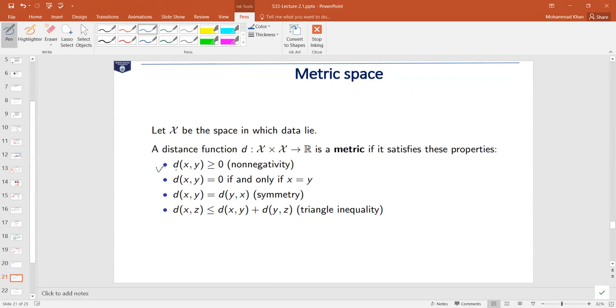The first one is non-negativity. So the distance must be non-negative, and distance should be 0 only if x and y are the same, and the distance from x to y should be the same as the distance from y to x, and they should follow the triangular inequality. That means the direct distance between 2 points must be smaller than or equal to the distance if they go through another point.